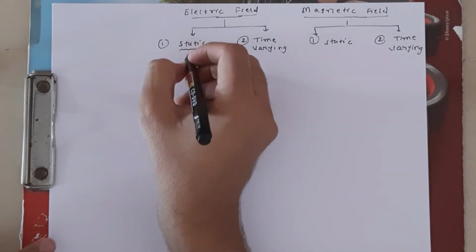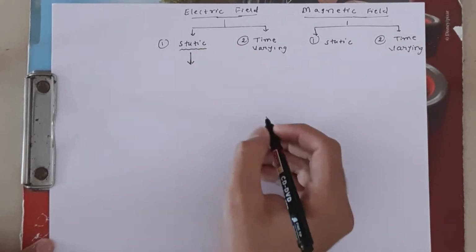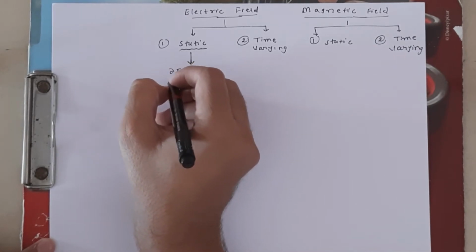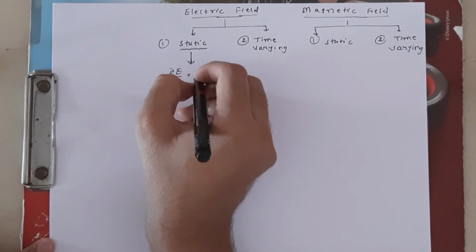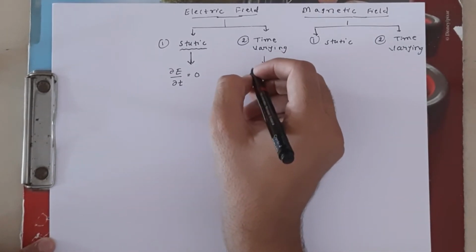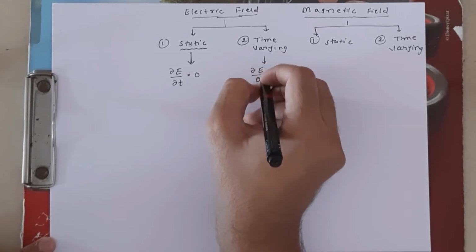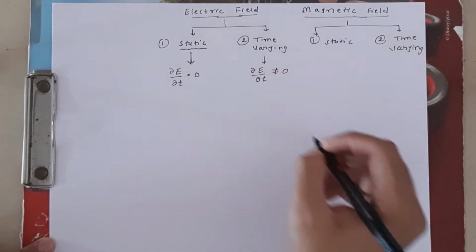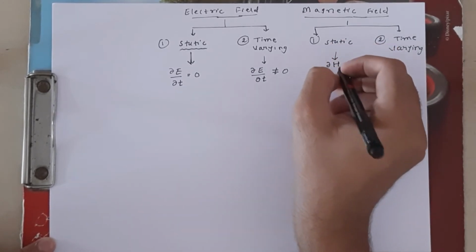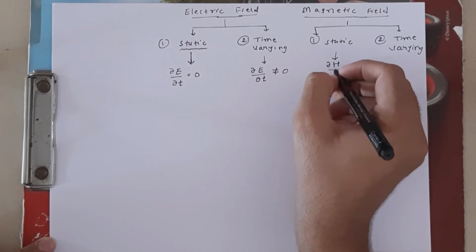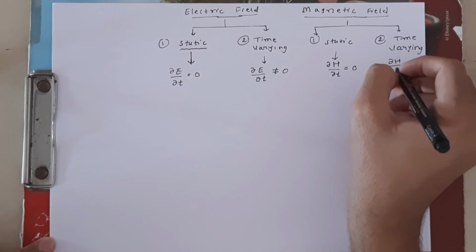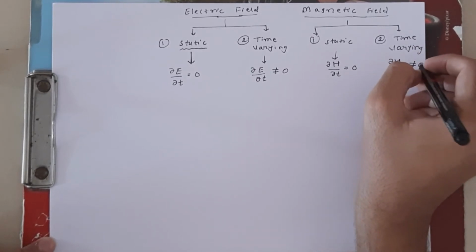First, what do we mean by static? Static means it is time independent. That means if you take a partial derivative of electric field with respect to time, the answer is 0, because it is time independent. But what about the time varying electric field? If you take the partial derivative with respect to time t, it is not equal to 0. Similarly for magnetic field, generally represented using H: for static magnetic field it is 0, for time varying magnetic field it is not equal to 0.